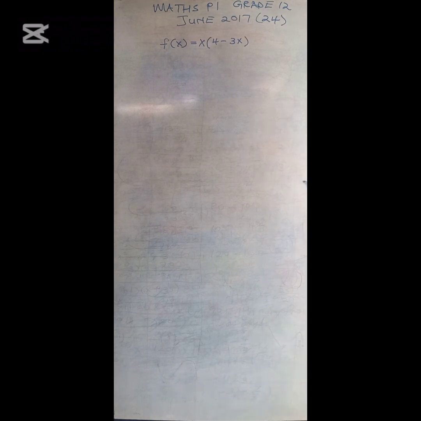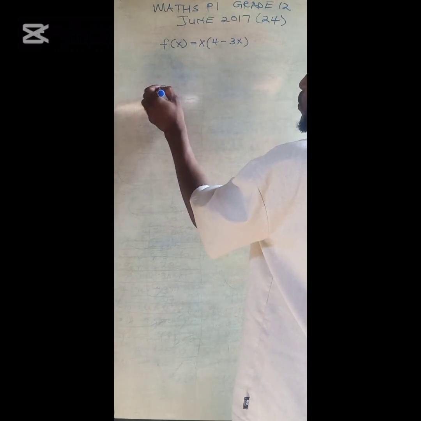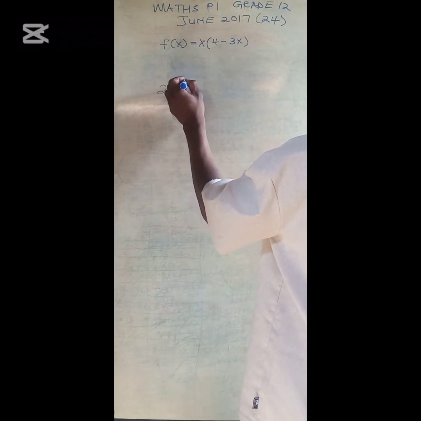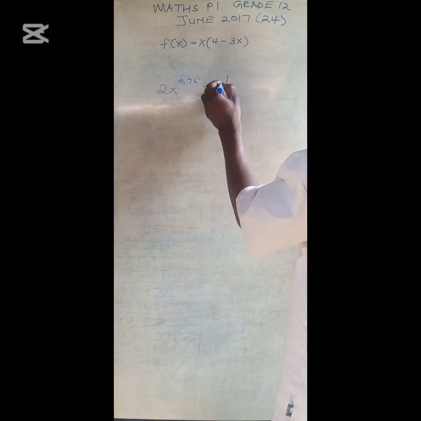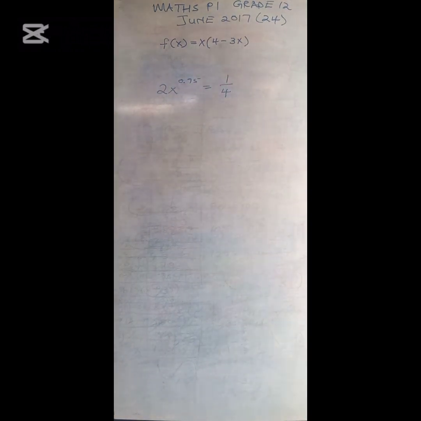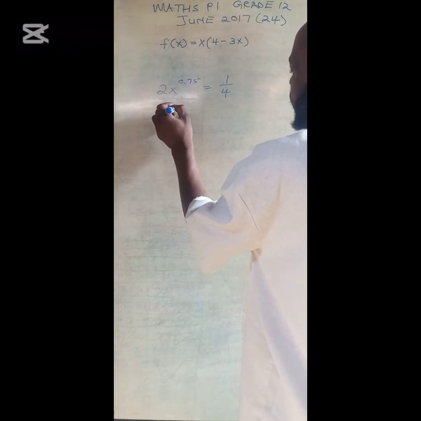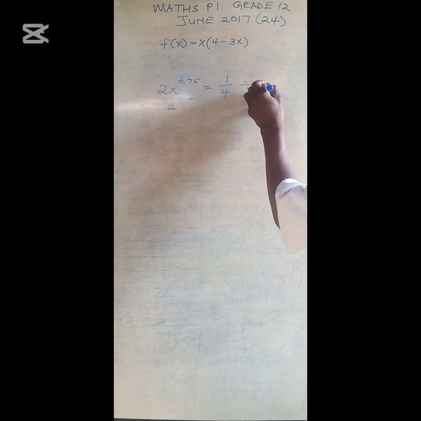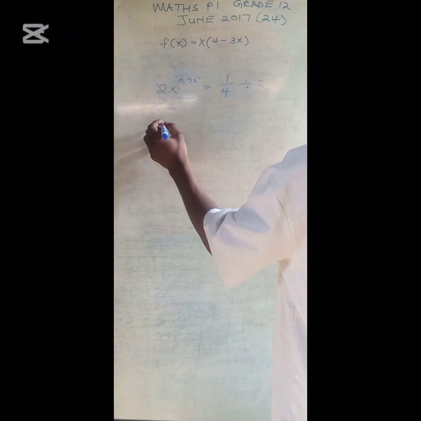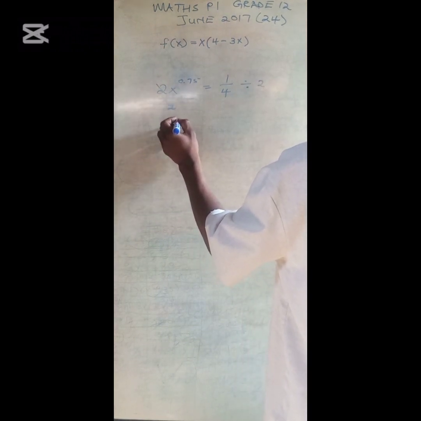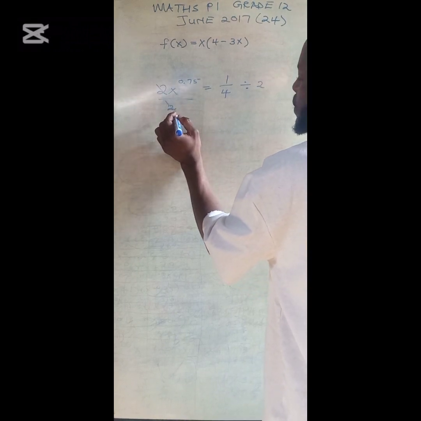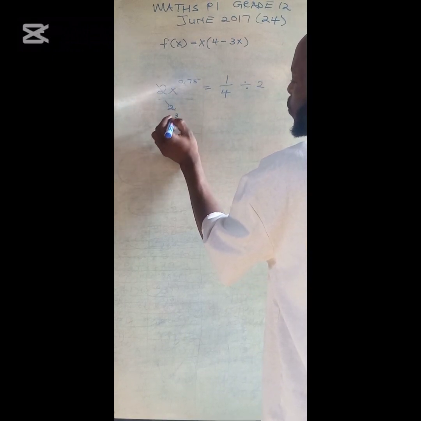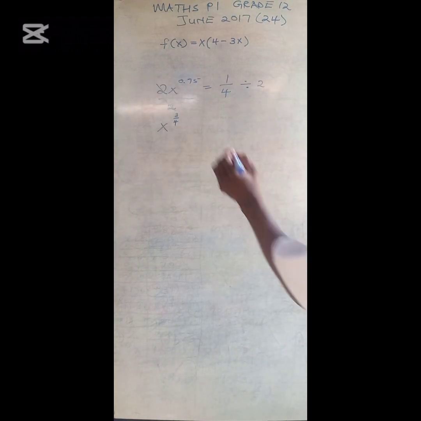Solve for x without using a calculator. 0.75. Okay, this is 1 over 4, right? So in this case, let's divide both sides by 2. We divide this side by 2, we divide this side by 2, right? This one will go with this one. We have x to the exponent 0.75, right? 0.75 is the same as 3 over 4.